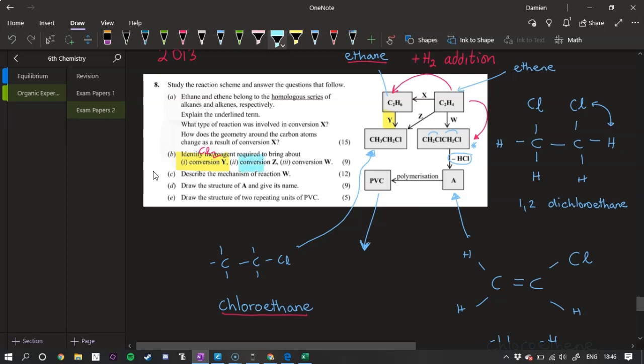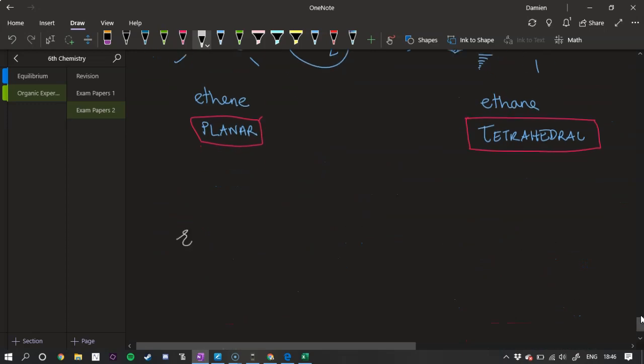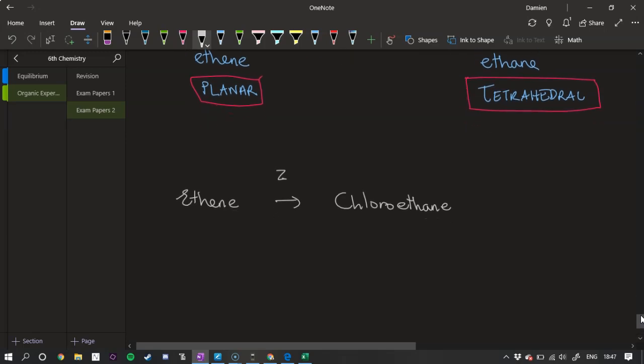The next one, which is conversion Z. So conversion Z is going to be going from ethene to chloroethane. So again, we'll have a quick look at that and draw it out. So we want to go from ethene to chloroethane, and it's saying that this is Z and what's happening. Again, the only way you can go from ethene, which is that, to chloroethane, which would be that.